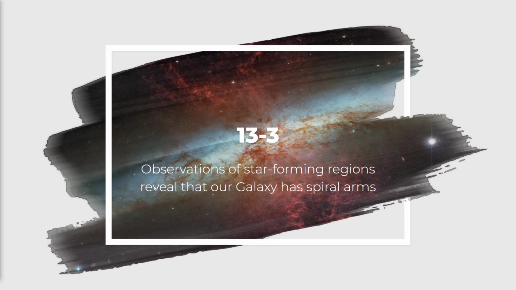Observations of star-forming regions reveal that a galaxy has spiral arms. So last section we learned that there's a disk, there is a central bulge, and we know that the disk is where all the new stars are forming. The bulge doesn't really have very many new stars, and neither do the clusters. But by observing where the stars are being created, we find out that our galaxy has these spiral arms.